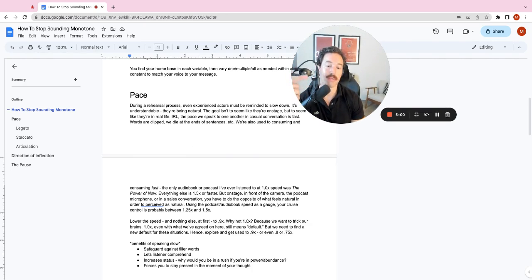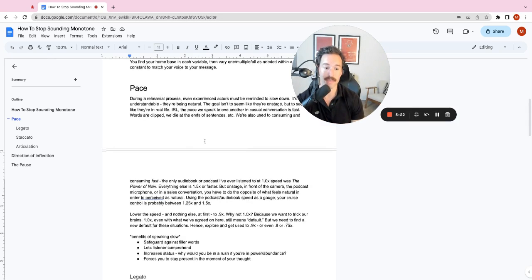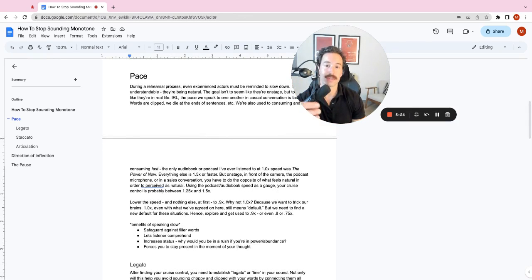Because we're tricking our brains, right? So 1.0x, even with what we've just agreed on, still to us comes across as default. So if you're telling yourself, again, this is going to be for most people, maybe there are some geniuses or savants out there. Most people, if you are indicating to them in some way, speak at your default, they're going to be speaking at the speed that they are trying to slow down. So we need to find a new default for these situations. And then once we find it, just practice it and get used to it.